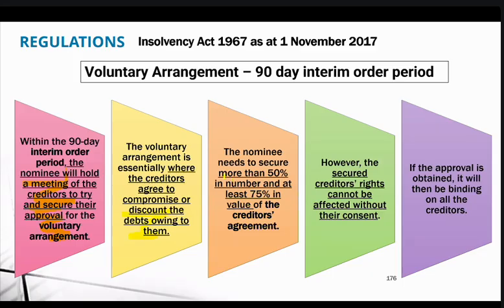So the nominee will have to secure 50% of the number and 75% of the value of creditors' agreement. The secured creditors' rights cannot be affected without their consent, and if the approval is obtained, it will be binding on all the creditors here.